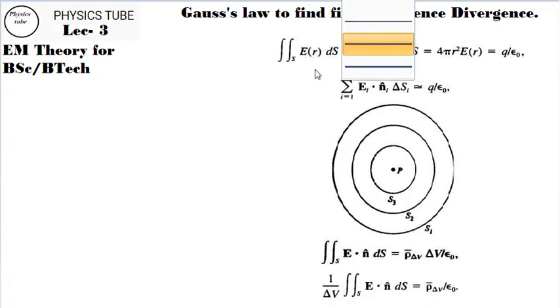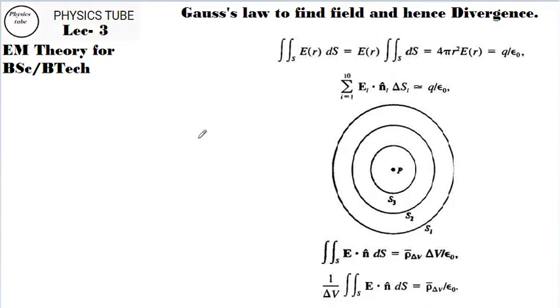One is divergence, and we have to also know in detail about divergence, and then we talk about gradient, and we also talk about curl. All three are the mathematical tools to understand our higher concepts of electromagnetic theory.